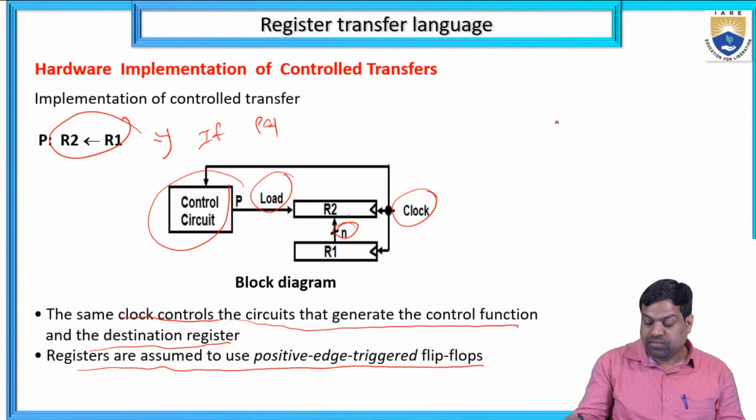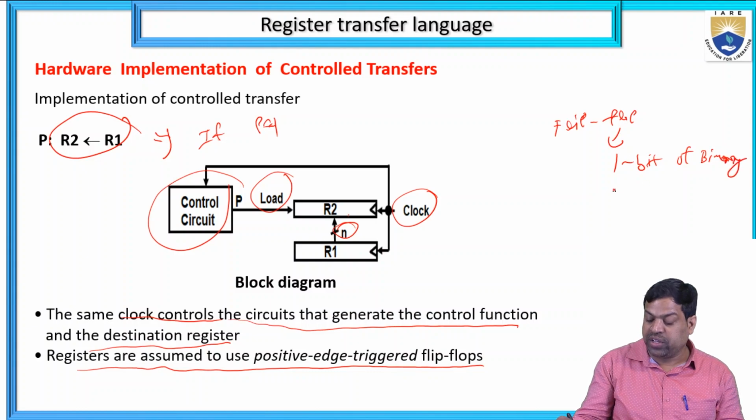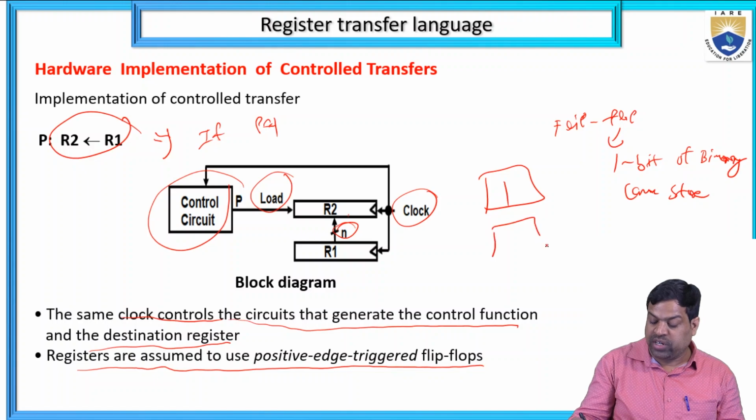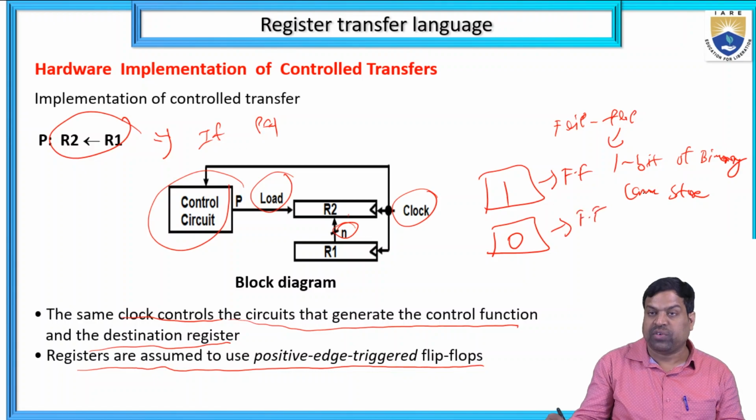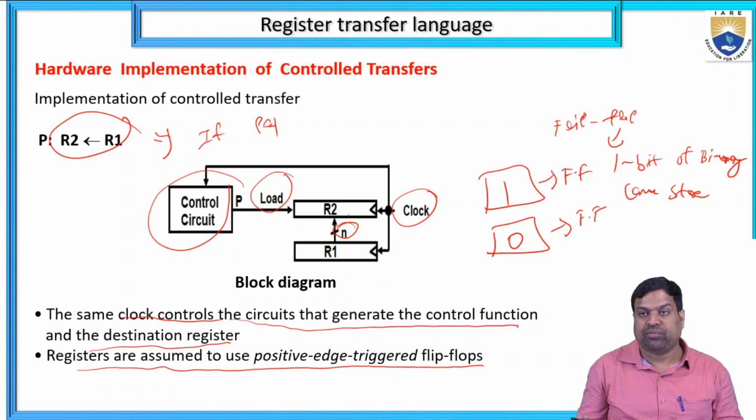So a flip flop is nothing but something that can store one bit of binary. Like this is one flip flop with a value equal to 1, and this is another flip flop with a value equal to 0. Only one bit of memory will be stored, that is the flip flop.